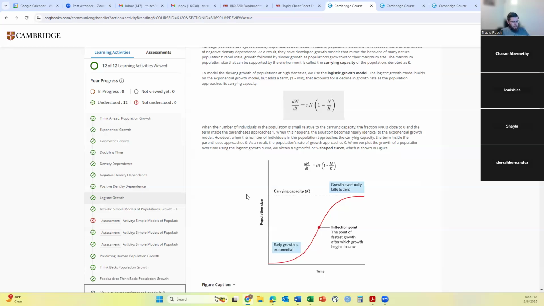And what is carrying capacity? How do we define it? It's basically the population size that can be supported by the environment. Exactly, right? It's the maximum population size that can be supported.